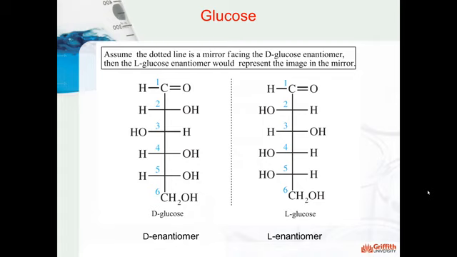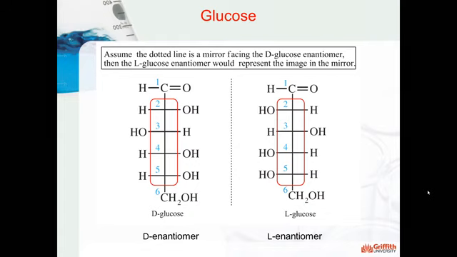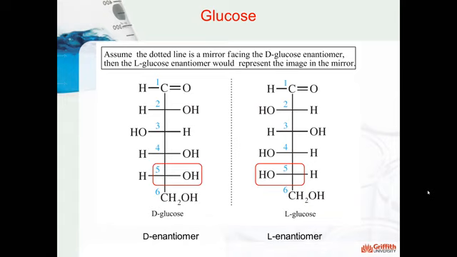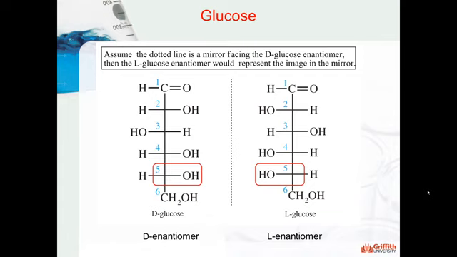Glucose exists as both the L and D enantiomers. They have the opposite stereochemistry at every chiral carbon, which is carbons 2, 3, 4, and 5. When drawn in the Fischer projection, with the aldehyde at the top, the C5-hydroxyl points to the right in the D enantiomer and to the left in the L enantiomer.